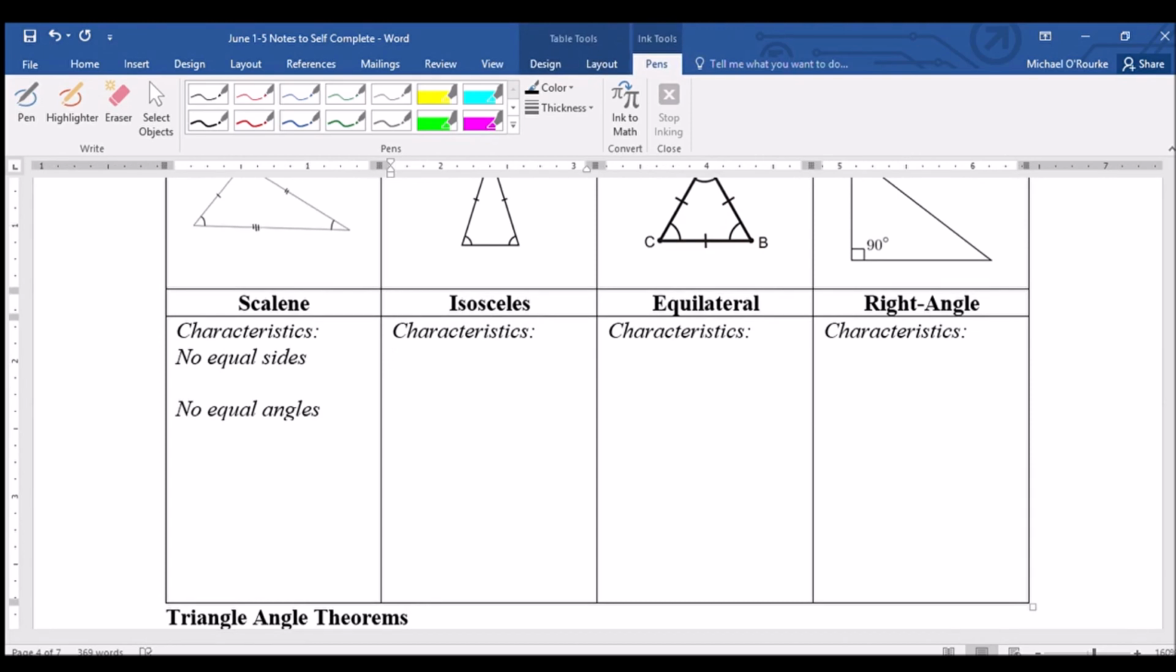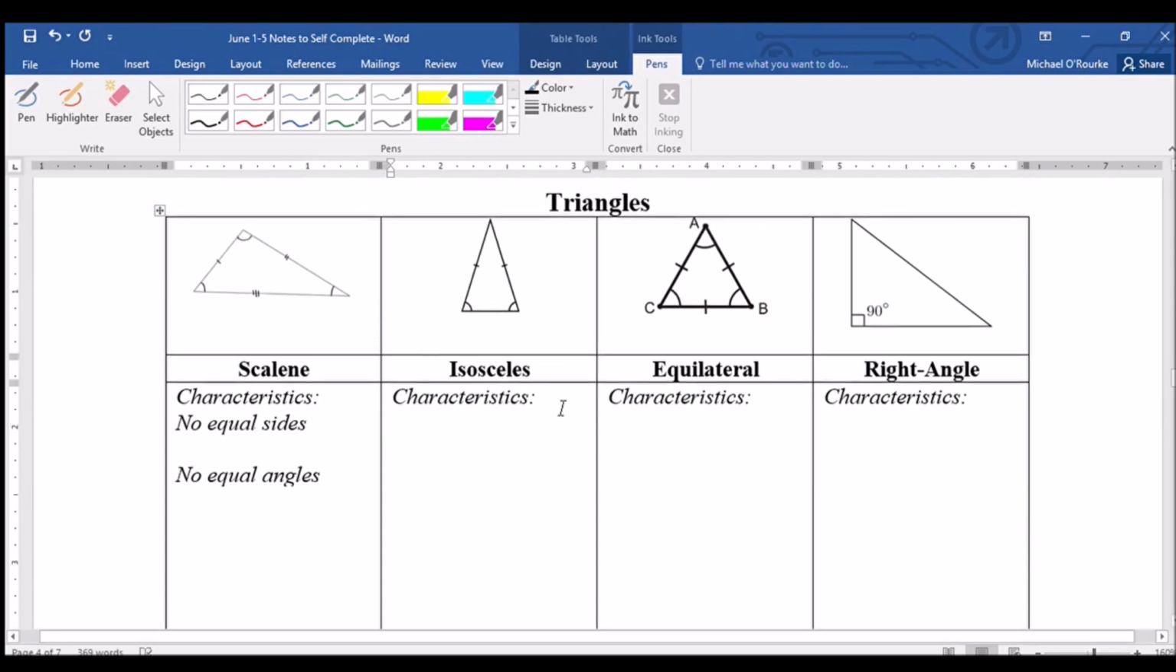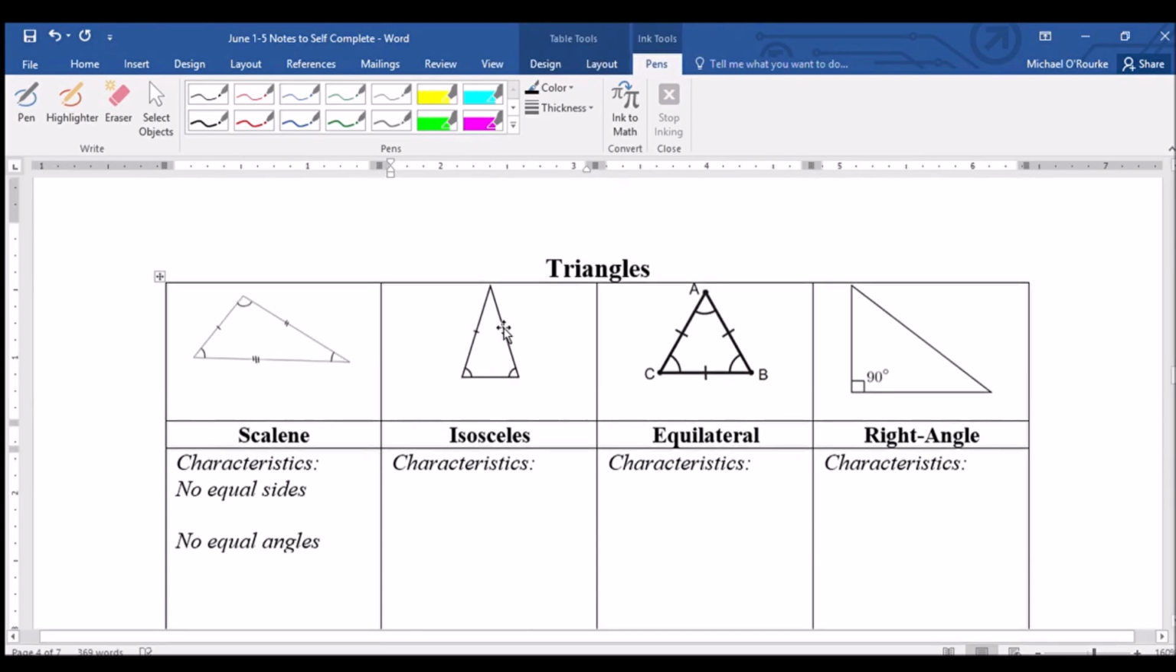Now, you have an isosceles. And you can look here, it has 2 equal sides. And if it has 2 equal sides, it also has 2 equal angles. So 2 equal sides, 2 equal angles. And the angles always occur, how would I say this? Not where the 2 equal sides meet, but the bottoms of the 2 equal sides. Okay.